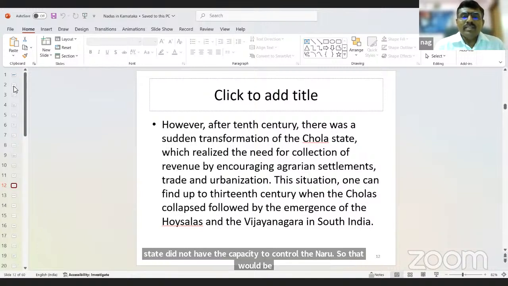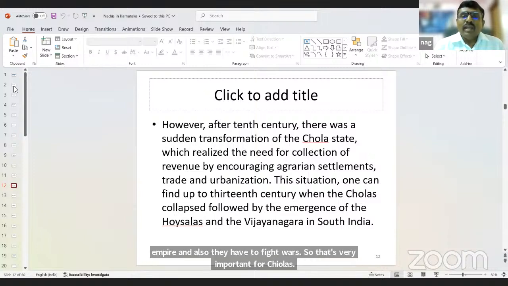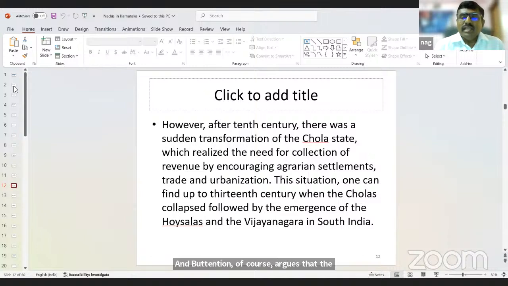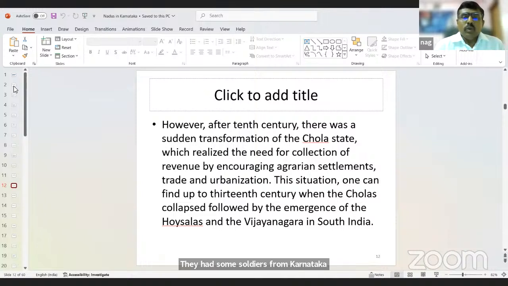Now, we find the Chola state transformed. There was a change because of the expansion of the state, and they also had to collect a lot of revenue, because they had to maintain such a large empire and fight wars. That is very important for the Cholas. Stein, of course, argues that the Cholas did not have a standing army, but we have evidence that the Cholas did have a standing army. They recruited soldiers, and they also had some soldiers from Karnataka. Burton Stein also mentions the Cholas obtaining soldiers from Karnataka.